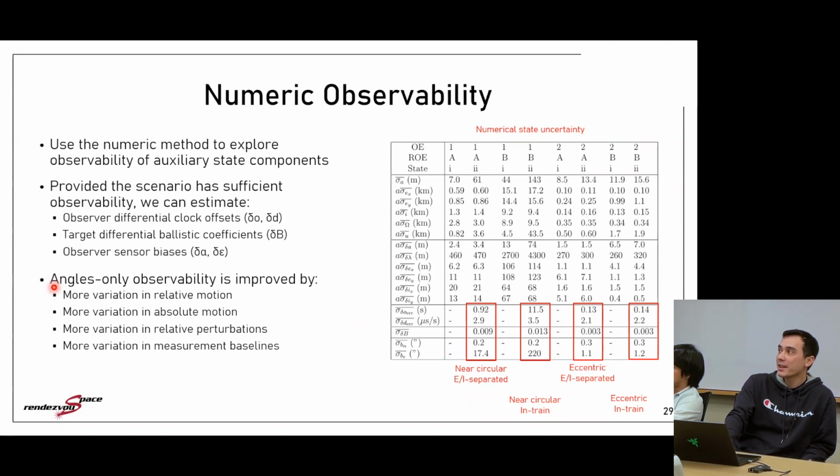So in general, we have these broader conclusions where, as we might expect, angles-only observability is improved by variation in relative motion, absolute motion, more variation in relative perturbations between the spacecraft, which corresponds to the amount of separation between targets and observers, and more variation in measurement baselines. This corresponds to the constellation case, where we have spacecraft in very distinct orbital planes, and then they have very distinct geometry in terms of their measurements, which helps our observability.